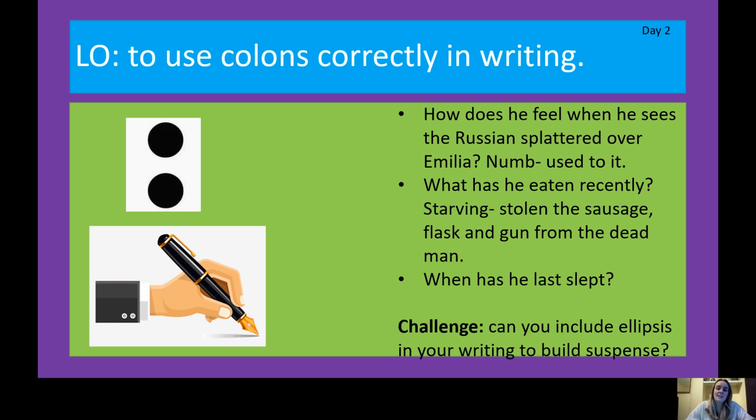So hopefully you've had an opportunity to do that. Here are some steps to success at the side of what I want you to write about in your writing today. So I want you to write, how does Florian feel when he sees the Russian splattered over Amelia? What has he eaten recently? And when has he last slept? What I've answered to those questions are possible answers you might have. However, it would be great for you to write your own answers and have your own ideas in your writing today. And I've written here as a challenge, I want you to include ellipses in your writing to try and build suspense. But that's obviously only as a challenge if you have succeeded in including colons in the correct way.